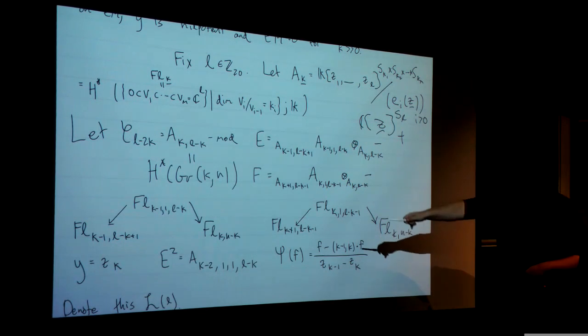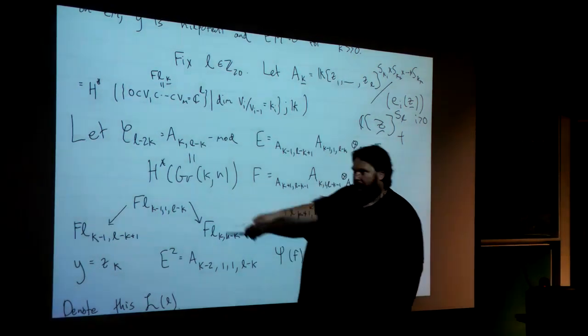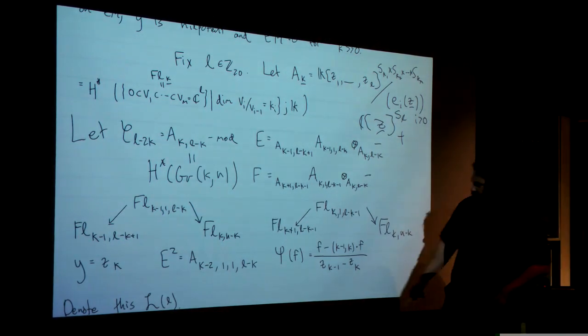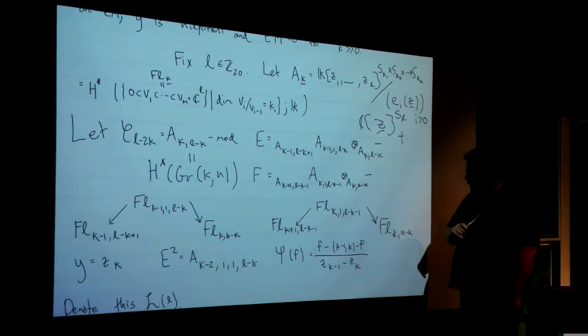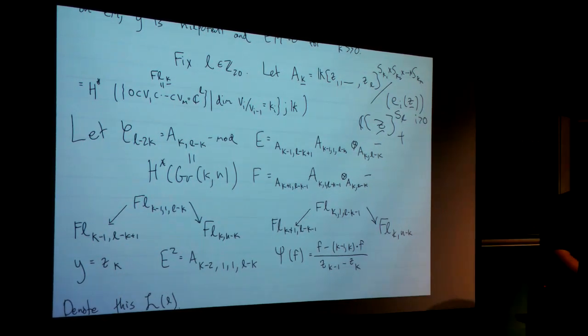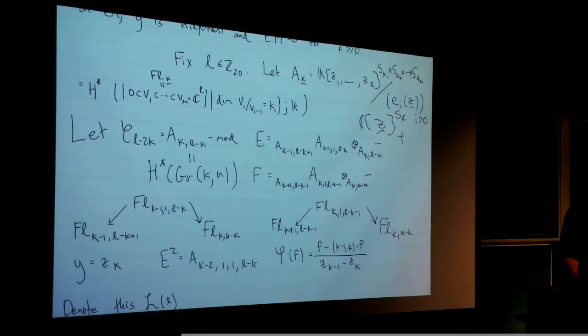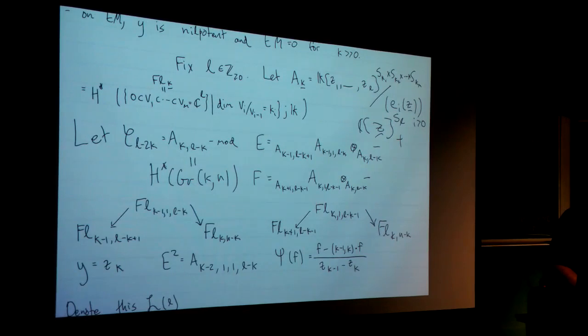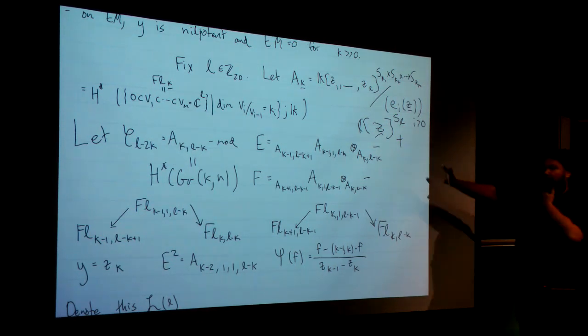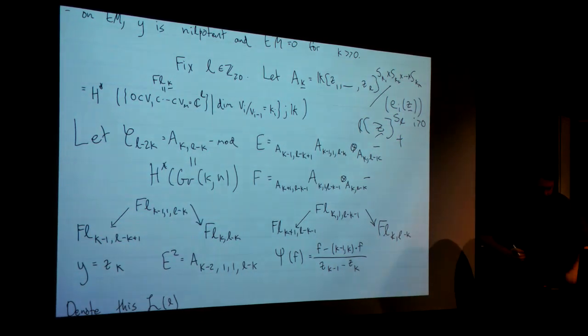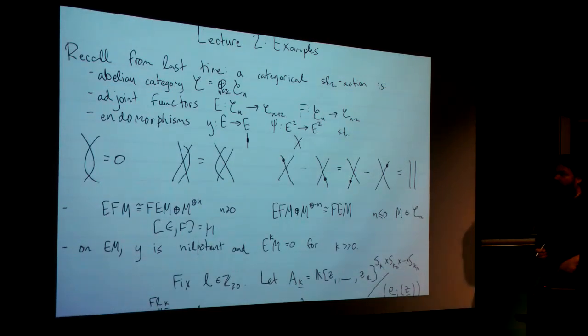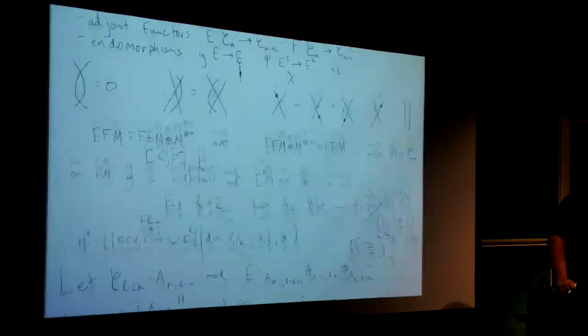And I've written both versions of this map between partial flag varieties here. So this one corresponds to E, this one corresponds to F, starting at K and L minus K. Oh, I'm sorry, that N should be an L. All right, so those are my functors E and F. Well, I need to tell you a little bit more. I also need to tell you what these endomorphisms Y and Psi are.